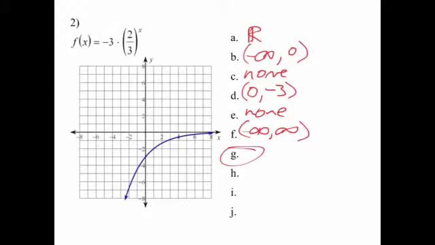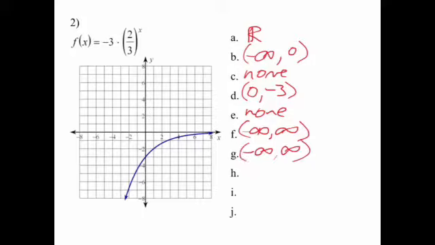The next part is G. Where is my function increasing? Well, travel left to right. Is your function going up or down? Well, this one's going up, and it keeps going up and up and up. So this interval is from negative infinity to infinity.